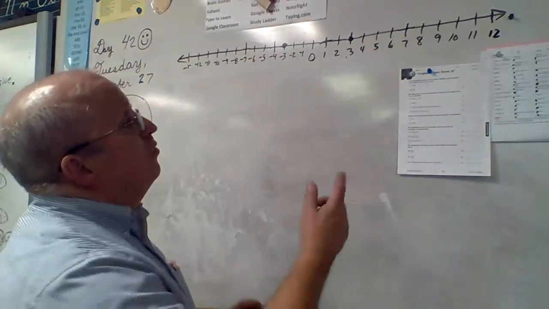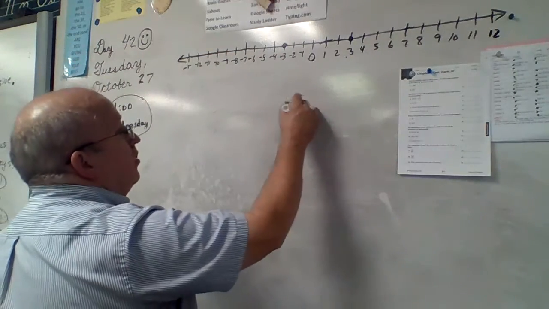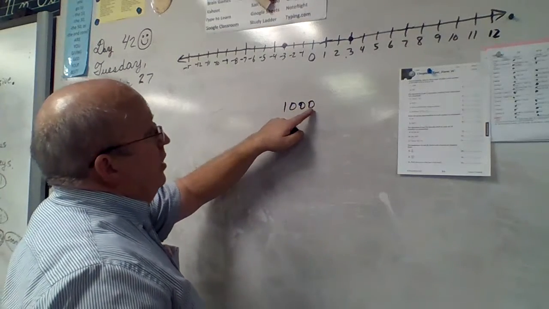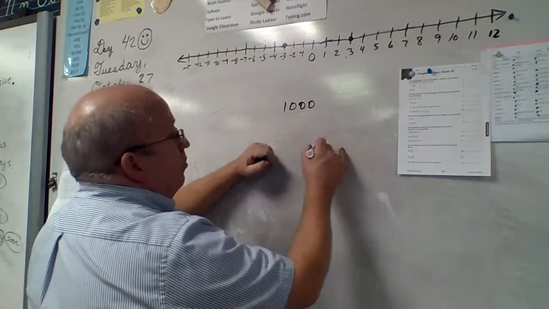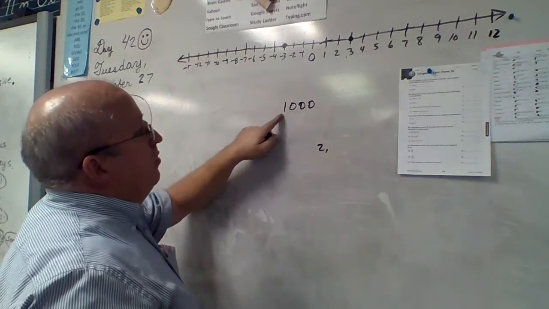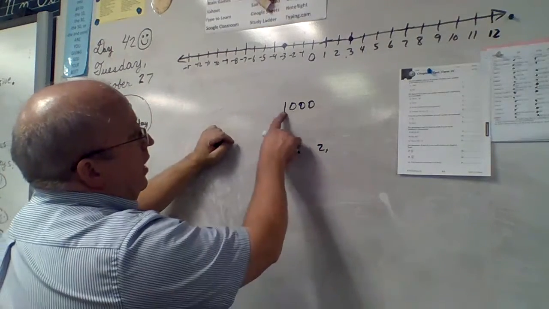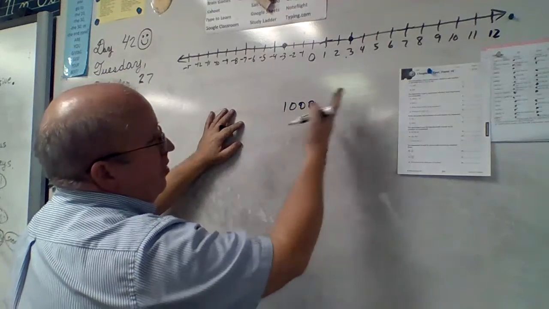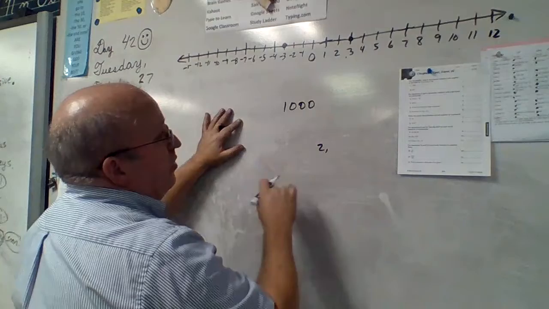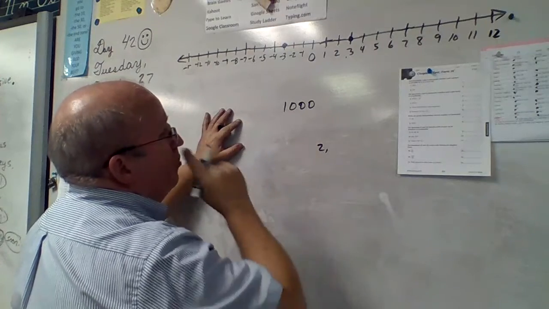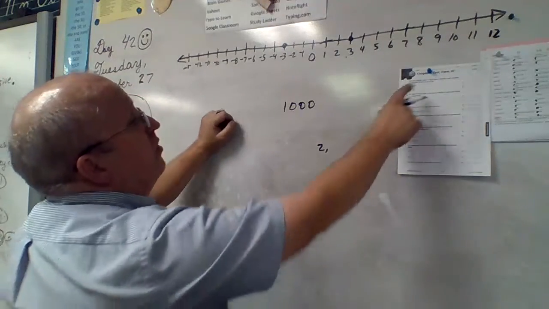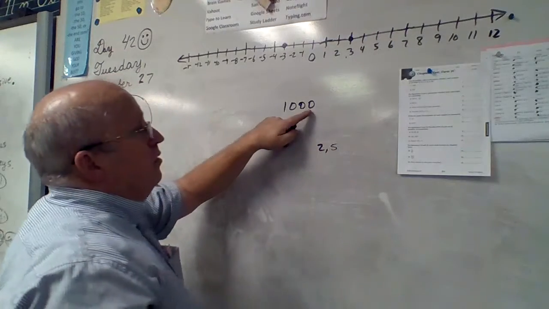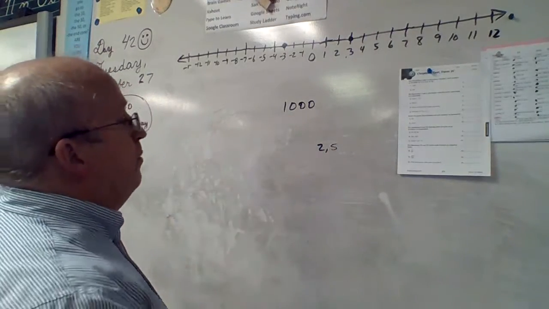So the first problem, number 1, is the number 1,000. Is it divisible by 2? Yes. It ends in an even number, so it is divisible by 2. Is it divisible by 3? Well, when I add up all the digits, 1 plus 0 plus 0 plus 0, that's the number 1. That's not divisible by 3, so therefore the number's not divisible by 3. Is it divisible by 5? Yes. It ends in 0. Numbers that end in 0 are divisible by 5.